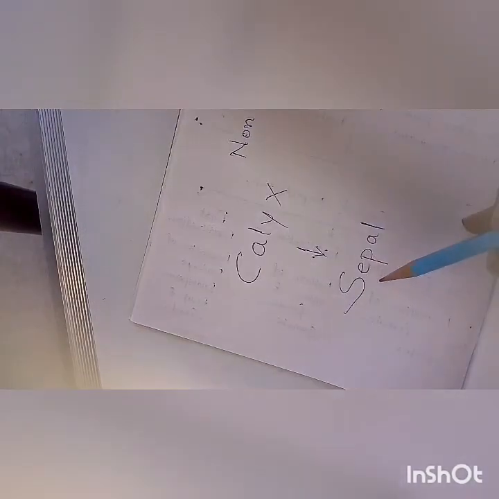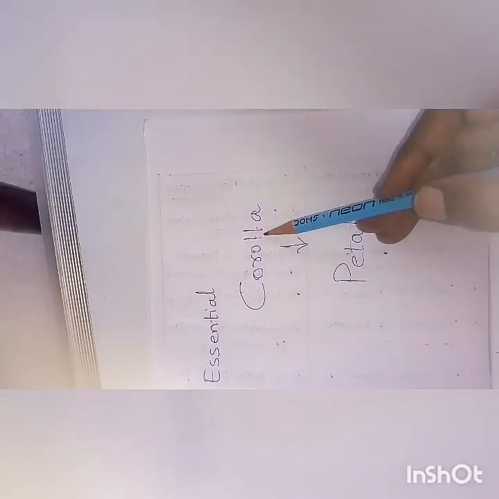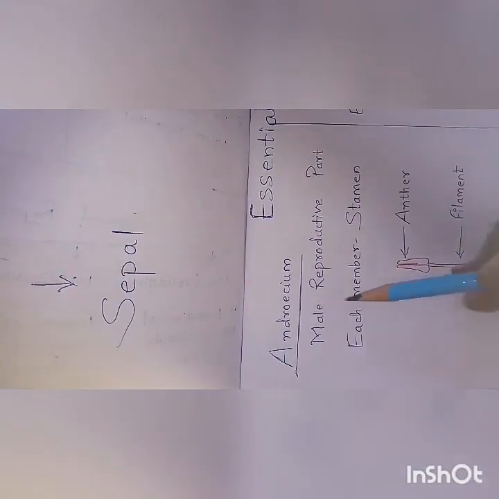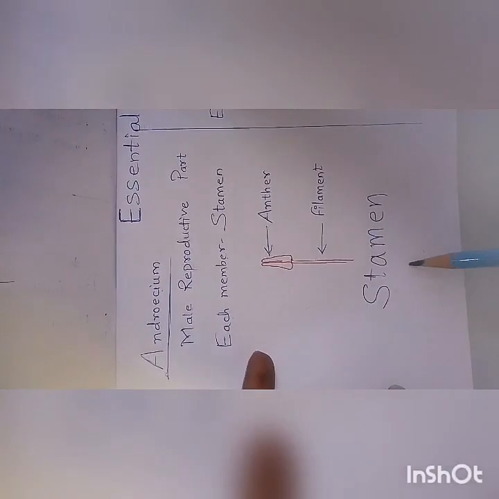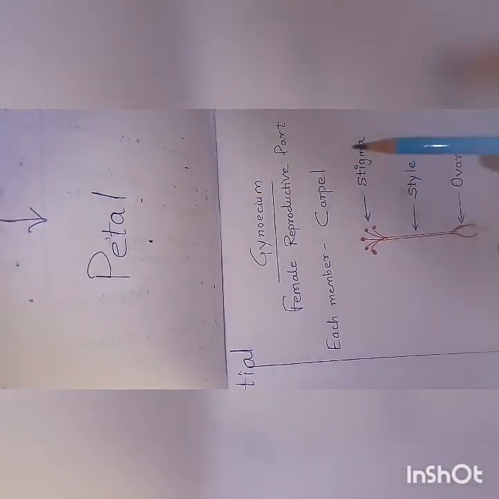Now again we'll see each floral whorl. The individual member of calyx, it is called as sepal. The individual member of corolla, it is called as petal. The individual member of androecium, it is called as stamen. And the individual member of gynoecium, it is called as carpel. So these are the individual members of floral whorls. And these individual members, they look like this.